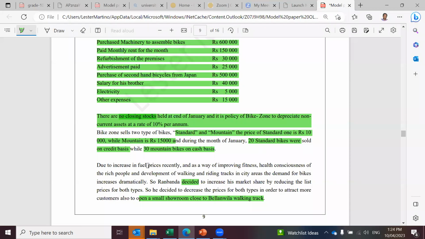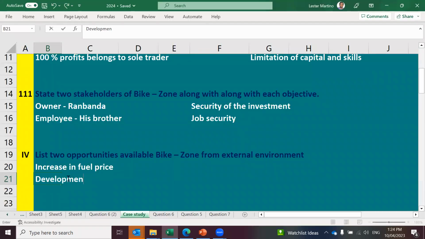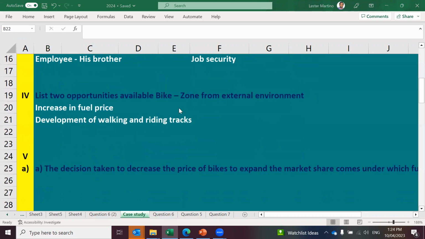Okay. Increase in fuel price, health consciousness of rich people, and development of walking and riding tracks. You can write it down. Development of walking and riding tracks, or increase in awareness of health consciousness. Any of them. You can write the answer. Okay. Next one.